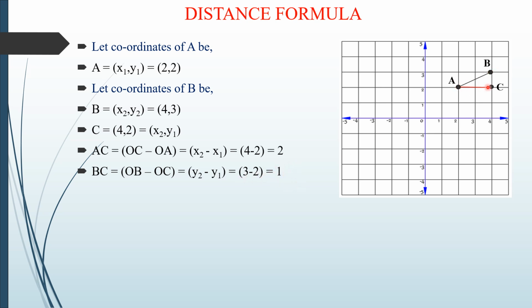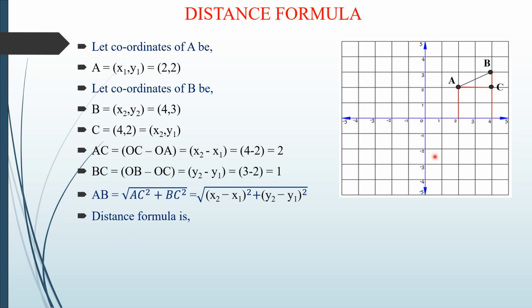Now you can see it has formed a right angle triangle here. Now using the Pythagoras theorem we can find this distance AB, that is AB is equal to square root of AC square plus BC square. AC is nothing but x2 minus x1 and its square is x2 minus x1 whole square, plus BC square. BC is nothing but y2 minus y1 and its square is y2 minus y1 whole square. Therefore, the distance formula for any 2 points whose coordinates are given can be written as AB is equal to under square root x2 minus x1 whole square plus y2 minus y1 whole square.